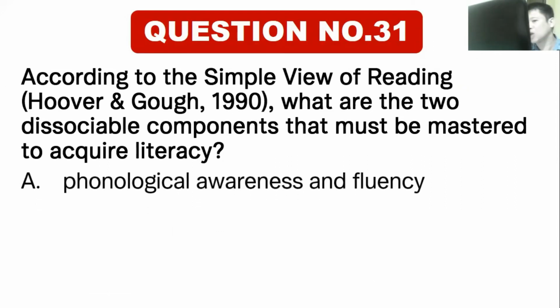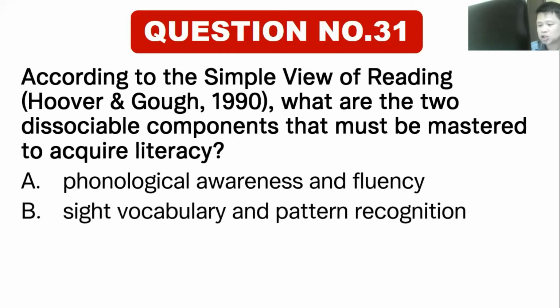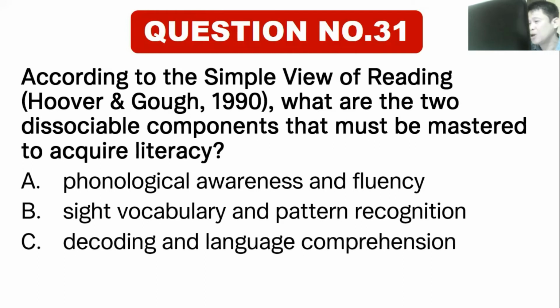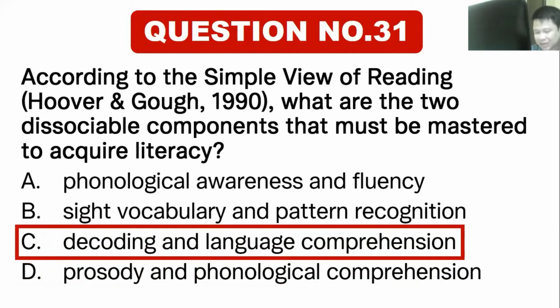A, phonological awareness and fluency. B, sight vocabulary and pattern recognition. C, decoding and language comprehension. D, prosody and phonological comprehension. Correct answer is letter C, decoding and language comprehension. According to the simple view of reading by Hoover and Gough, 1990, the two dissociable components that must be mastered to acquire literacy are decoding and language comprehension.